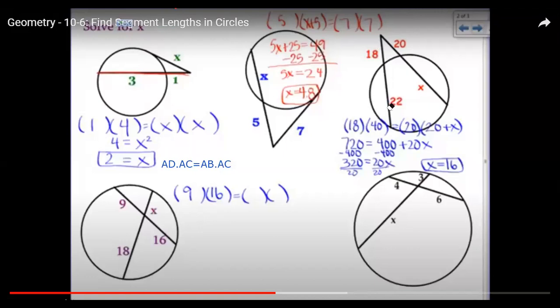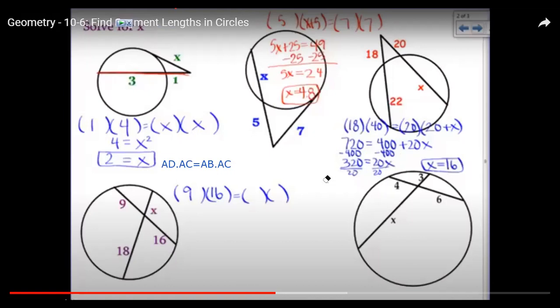Last question here. Those two are tangent or secant? Secant. So which rule can we use? We will take part times total. The first part is 18. For the second part, we add 18 plus 22, which equals 40. Then 18 times 40. From the other side, 20 times 20 plus x. We distribute 20 over the parentheses: 20 times 20 equals 400, and 20 times x is 20x. Now we subtract 400 from both sides, then 20x equals 320. Divided by 20 on both sides, the value of x equals 16.